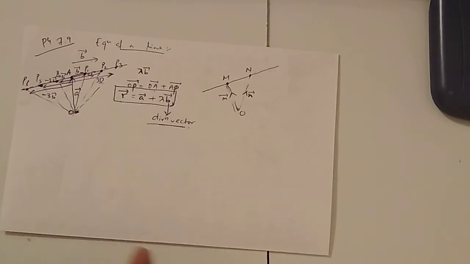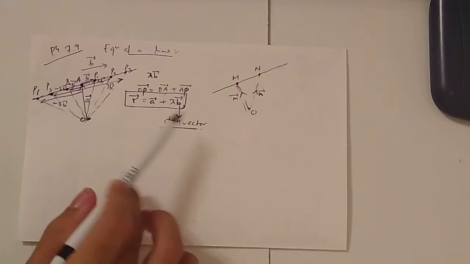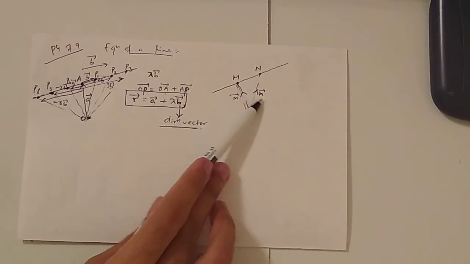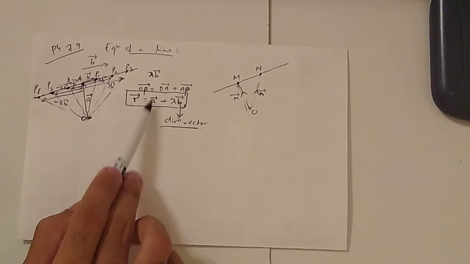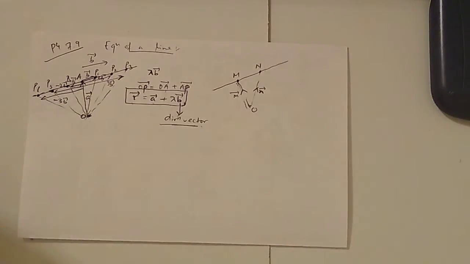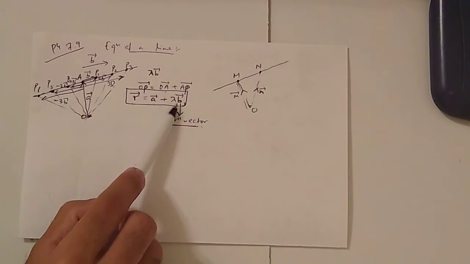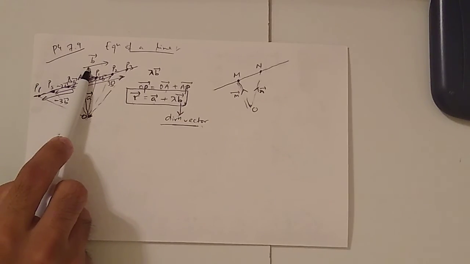Now in the previous case we needed a point on the line. Here we have 2 points on the line. We can use any one of them, it does not make a difference. We need a point on the line, and here you have 2 options. We also do need a direction vector. In the previous case the direction vector was given to us as B.